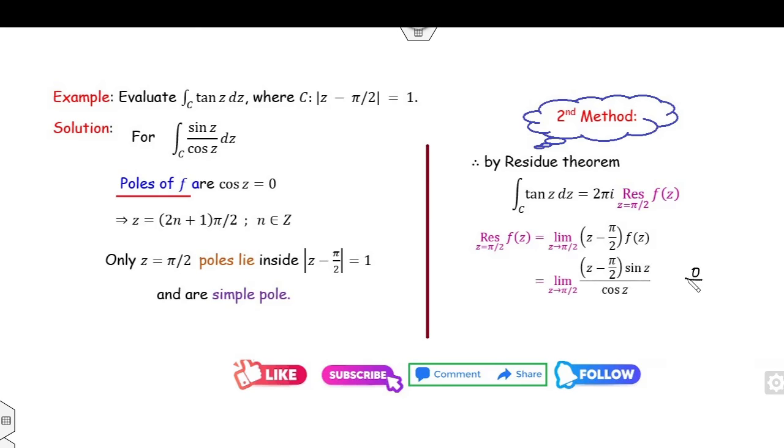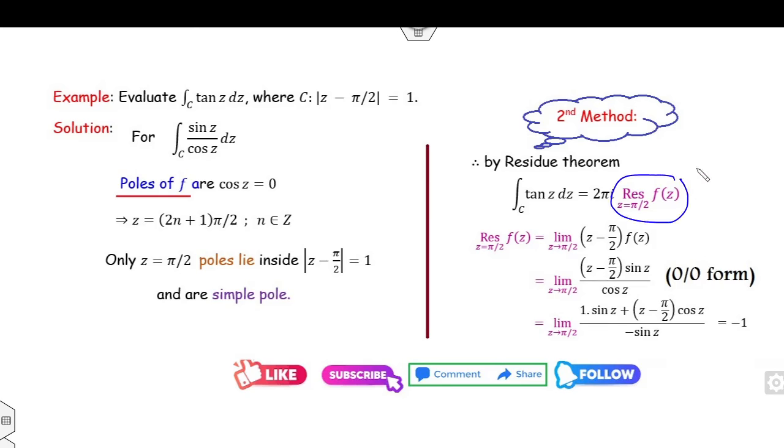Now clearly say this number is my 0 by 0 form. Fine. Then you can use the L'Hopital rule. So how can you apply the L'Hopital rule? I can differentiate them: minus sin z, first function, derivative of the second, plus (z minus pi over 2) into cos z. Now you can substitute z is pi over 2. Sin pi over 2 is my 1, plus 0 minus 1. Answer is minus 1.